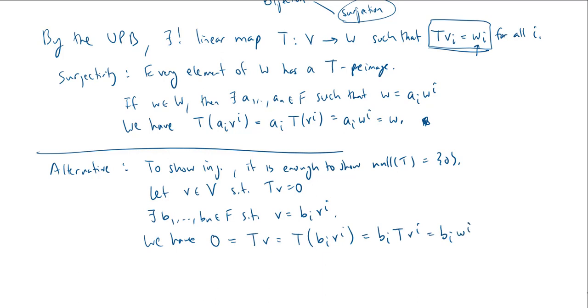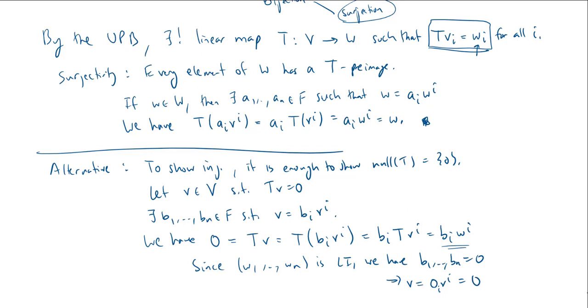And so I've now written 0 as a linear combination of the w_i's. But we know that the w_i's are linearly independent. So since w1 through wn is linearly independent, if you have a linear combination of a linearly independent list and it's equal to 0, then the coefficients have to be 0. So we have b1 through bn equals 0. But what does that mean? Our original v is just equal to 0 v_i, summed over i. So v is equal to 0.